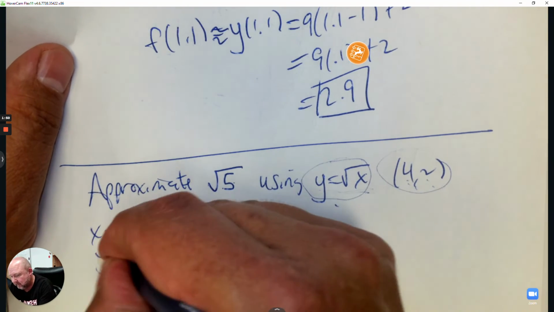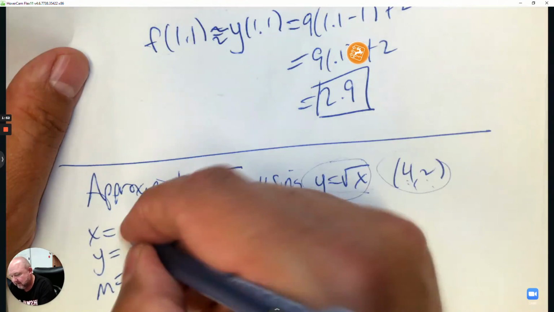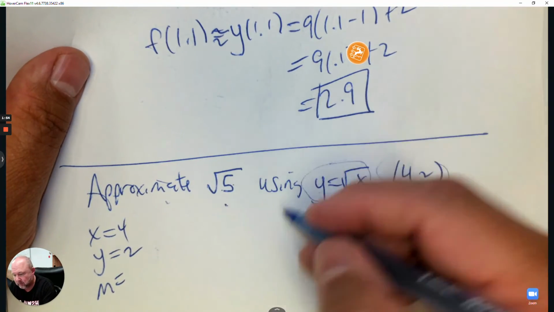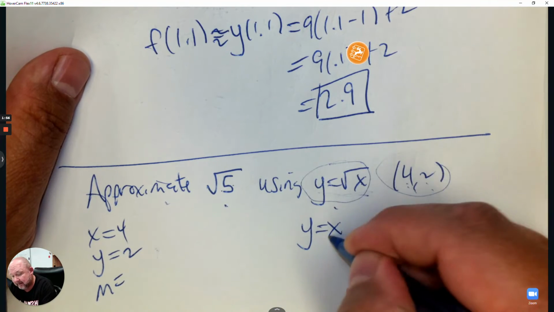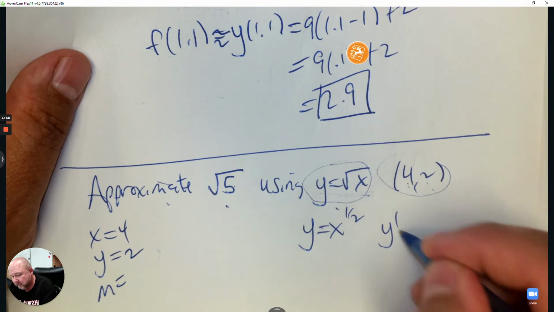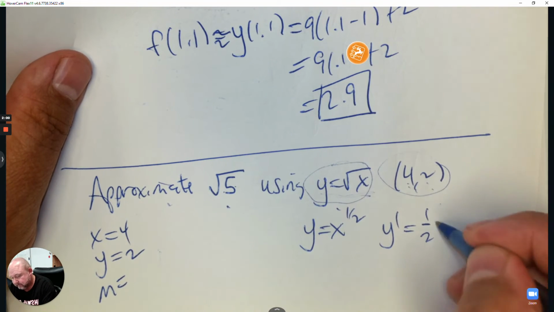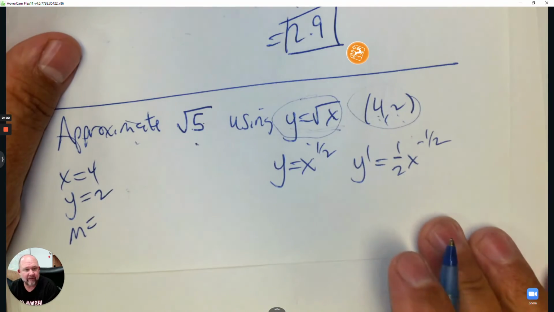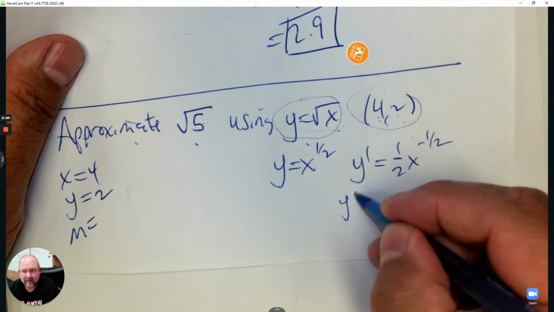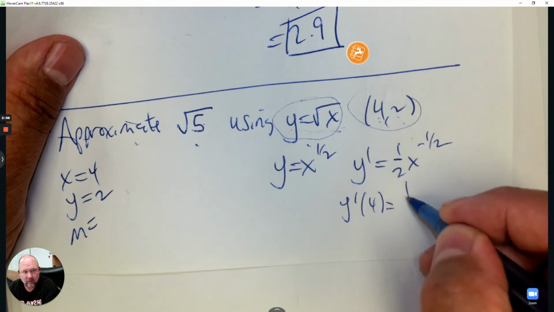So x and y and the slope. So we know x is 4 and y is 2. The slope is found by taking the derivative. So I need to make it calculus friendly. And then when I take the derivative, make sure you subtract 1 to the exponent. And then you plug in only the x value, which is 4.